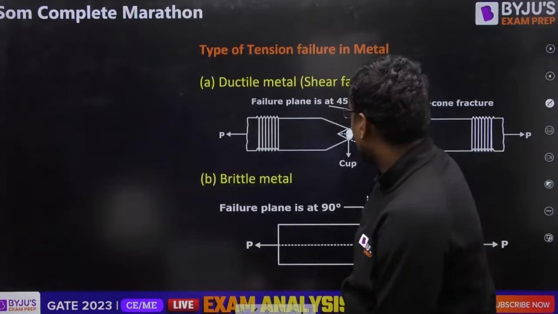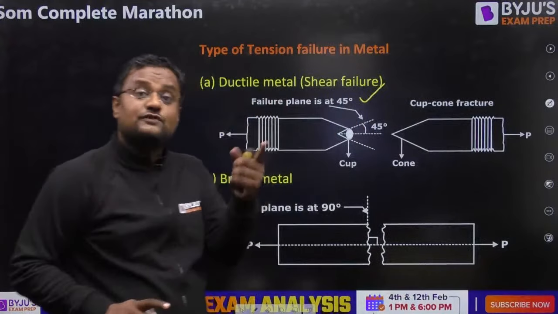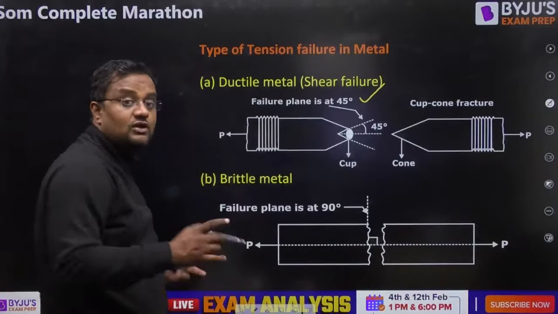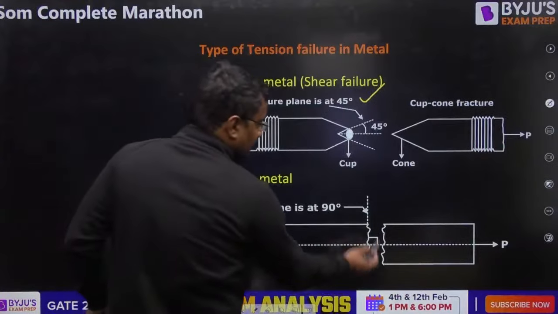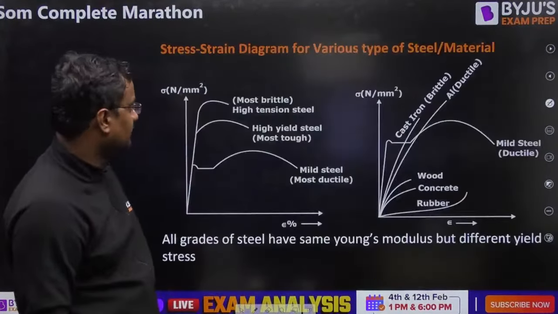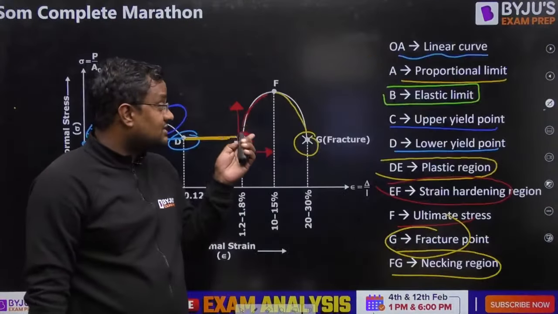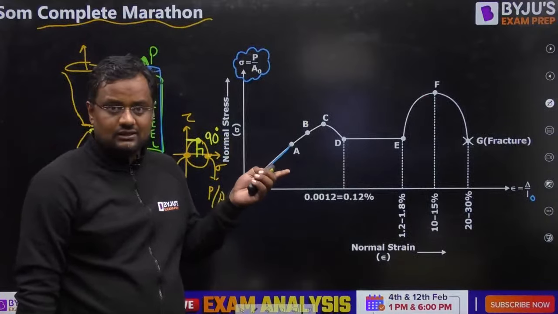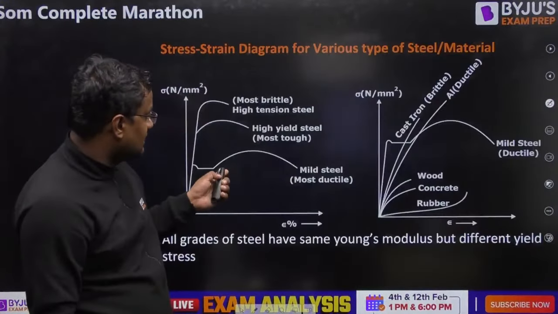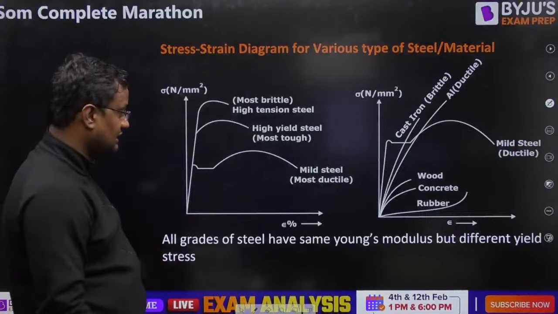Now, ductile metal fails at 45 degrees. Brittle material fails at the plane of normal stress only. This is the plane where the maximum normal stress is occurring, P by A, so it fails here only. Okay, that was the stress strain curve for mild steel. For different materials, the stress strain curve is like this, for different grades of steel.